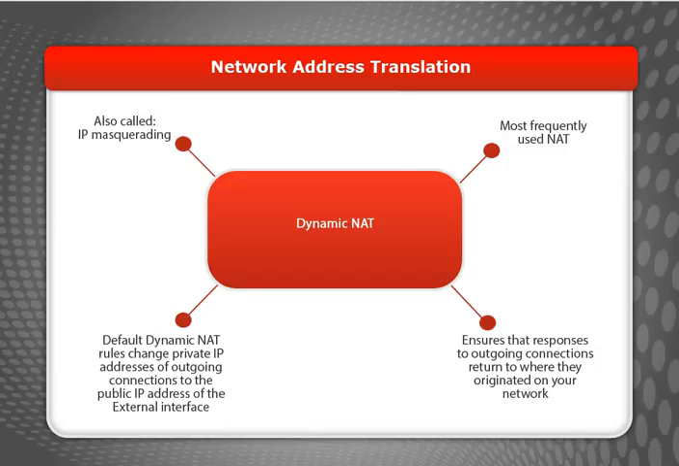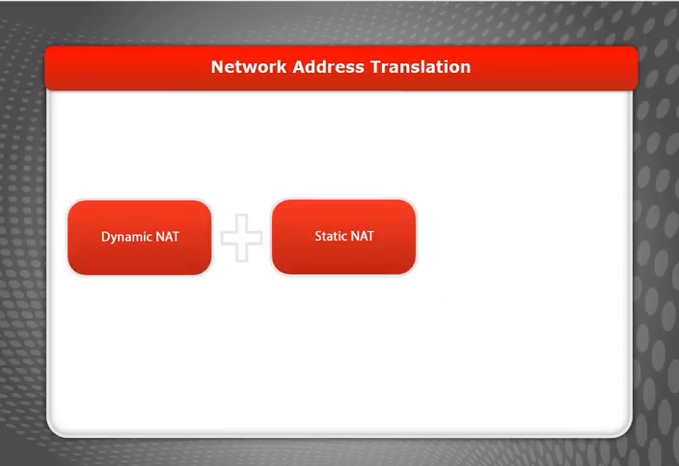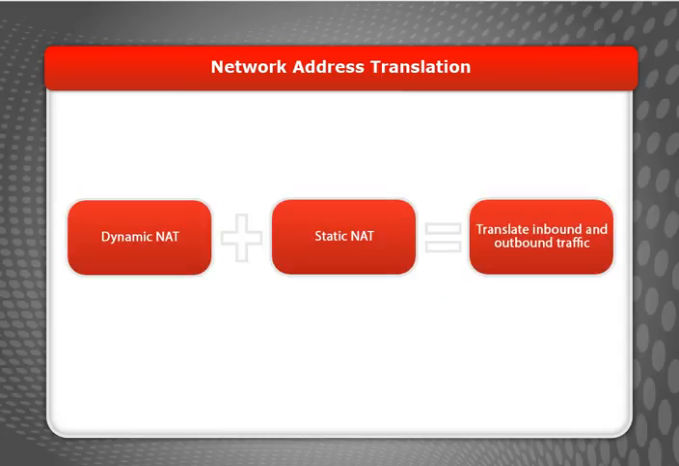Dynamic NAT is perfect for outbound connections initiated by client computers protected by your firewall. But it won't help you when you want to make servers available for inbound connections from any internet user. The combination of dynamic NAT and static NAT is powerful and allows you to translate both inbound and outbound connections.